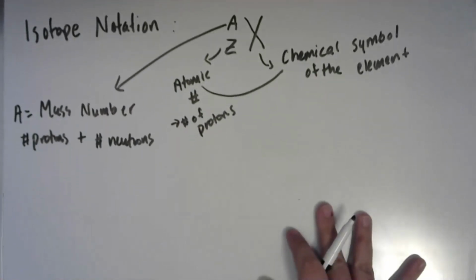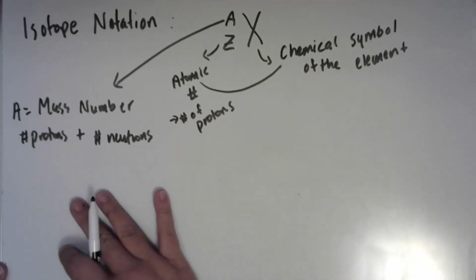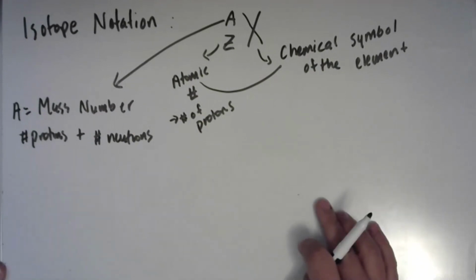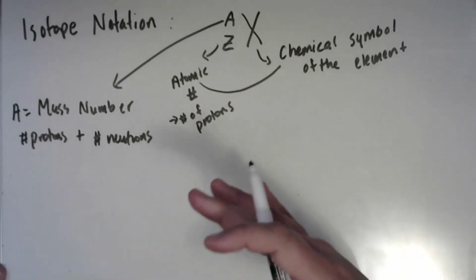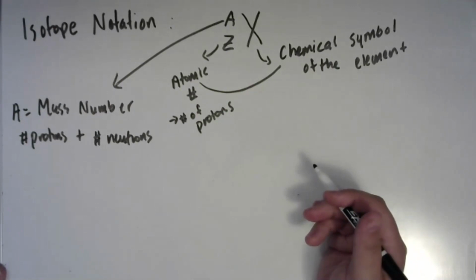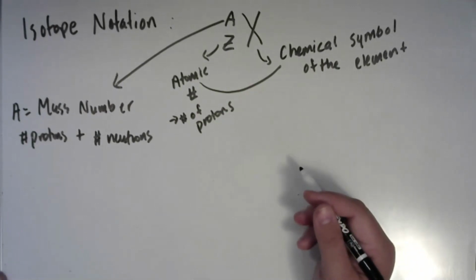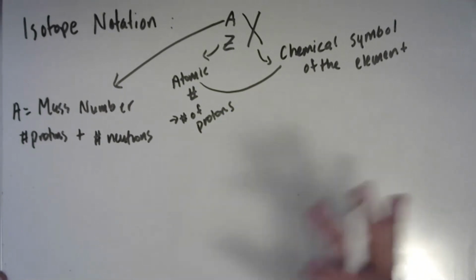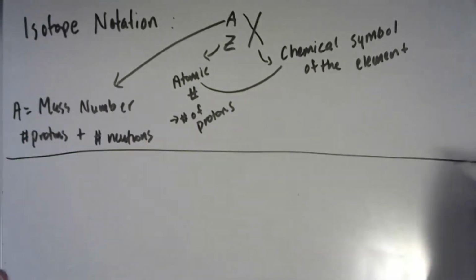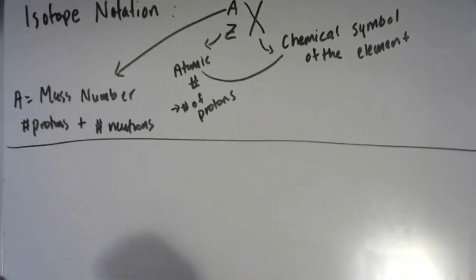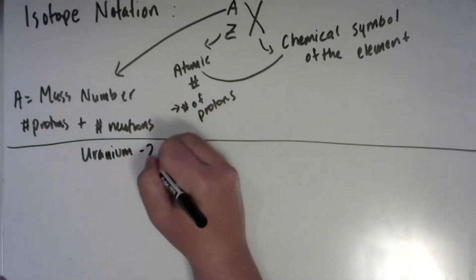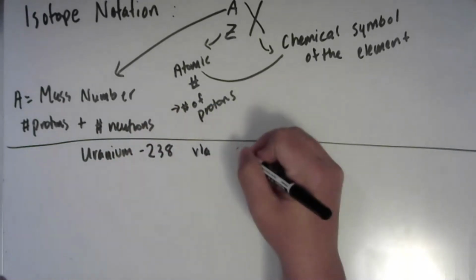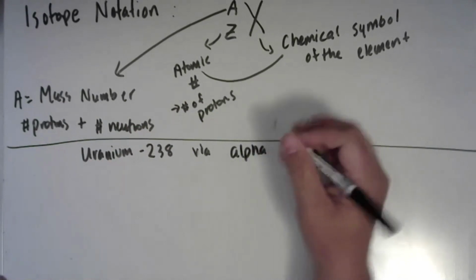When you see these nuclear equations written out, you're going to see different isotopes undergoing radioactive processes. We can look at an example of one type of radioactive decay as an intro here. We'll look at the decay of uranium-238. It's going to decay via alpha decay. We'll talk about the different types of decay in a minute.